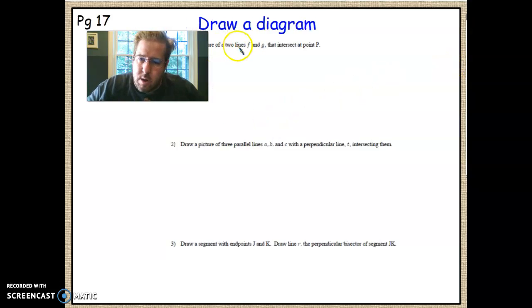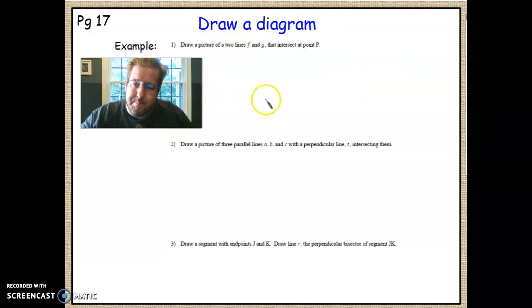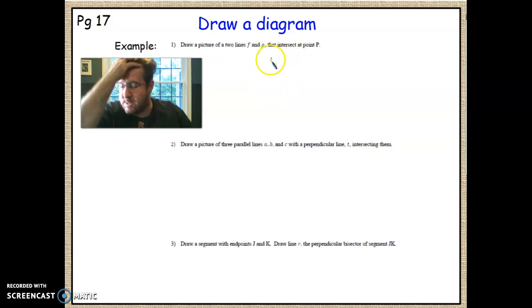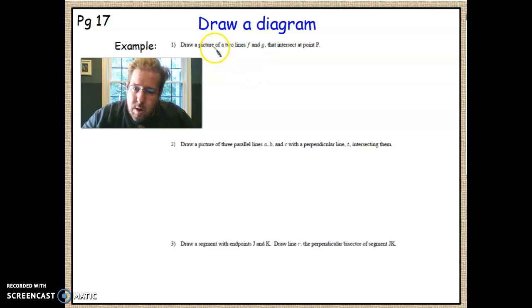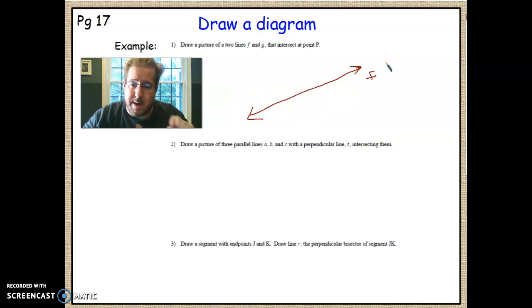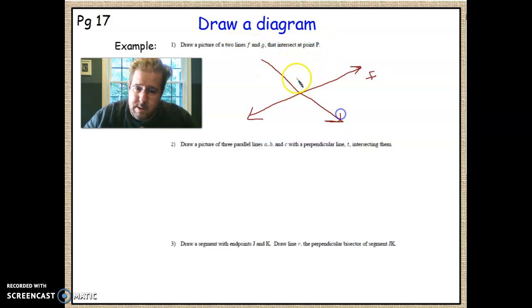It says draw a picture of 2 lines, F and G. Once again, we're drawing illustrations of what we are being described in words. Draw a picture of 2 lines, F and G, that intersect at point P. Let's call this line F, and it's very important that you focus on the terminology that is given. It does say lines, so you do need to have arrows, and this is line G, both lowercase, and they intersect at point P, uppercase P right here for the point of intersection.